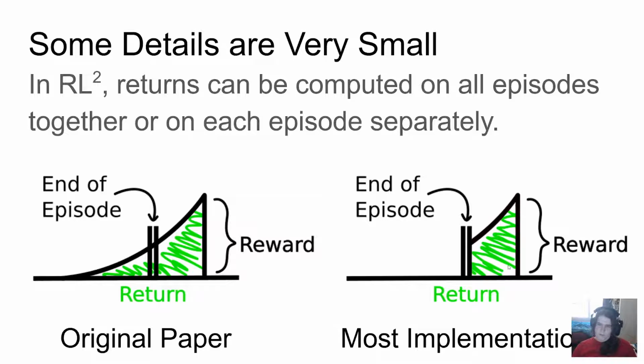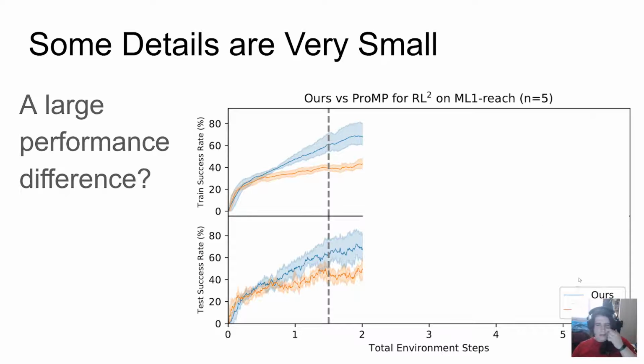It computes returns separately for every episode, and then takes that return signal and uses it to train the recurrent neural network. However, we find that it matters significantly. If you look at this performance plot, somewhere between 40% success here and maybe 70%, that's a very large difference in performance. And this is after 20 million time steps, or about 100,000 episodes.